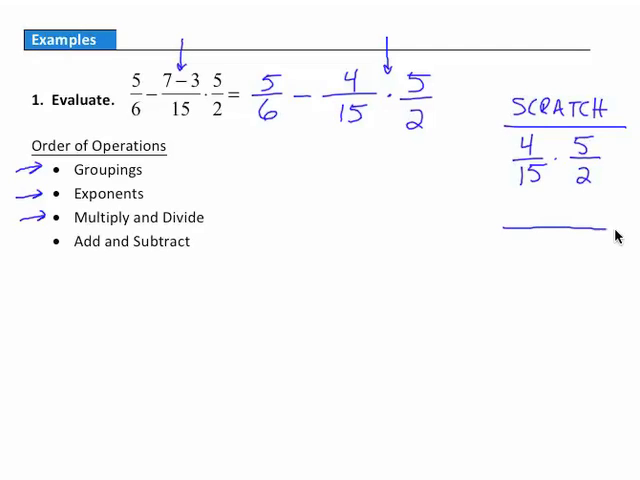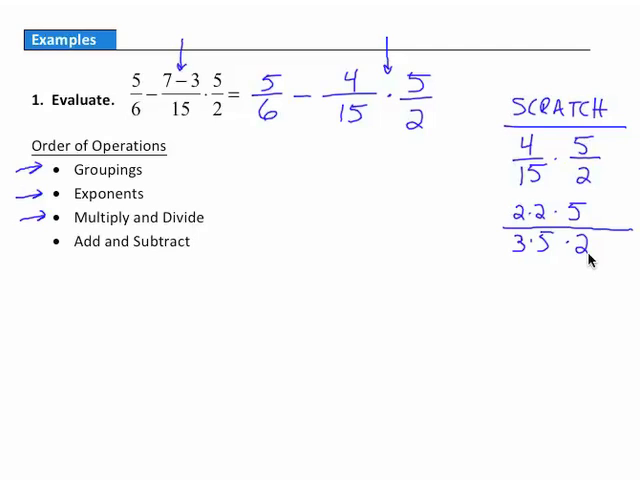Remember, the first thing I do when I multiply is I factor the numerators and denominators. Let's start with the numerators. 4. When I factor 4, that's going to give me 2 times 2. 5 is prime, so that's going to stay 5. The denominators. 15. When I factor 15, that's 3 times 5. 2 is prime, so that's going to remain 2.